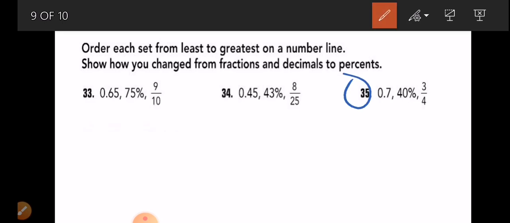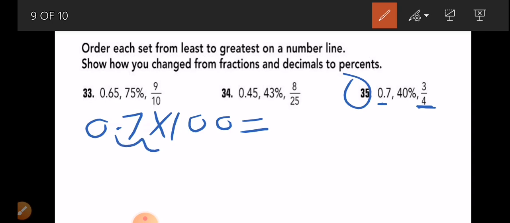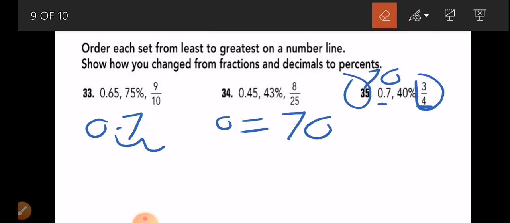0.7 is in decimal form, 40% is in percent form, 3 over 4 is in fraction form. So I need to change this one, and I want to change this one. The general rule to find the percent: I want a percent, so I have to multiply by 100. So 0.7 multiplied by 100 means move the decimal 2 places to the right, so it's 70. Write it above it.